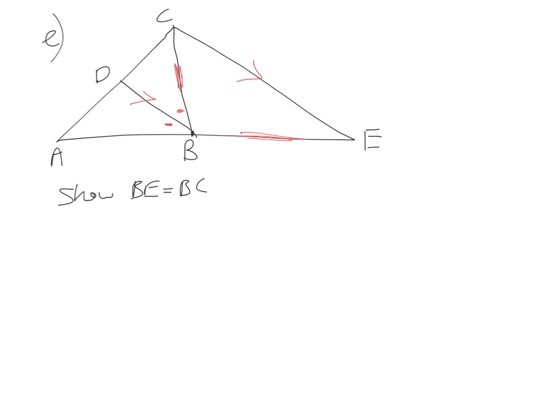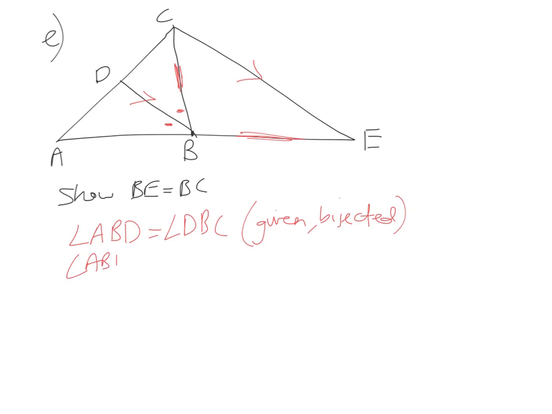Alright, so we have angle ABD equals angle DBC, which was given to us because it was bisected. Angle ABD equals angle BEC because they're corresponding angles, because DB is parallel to CE.